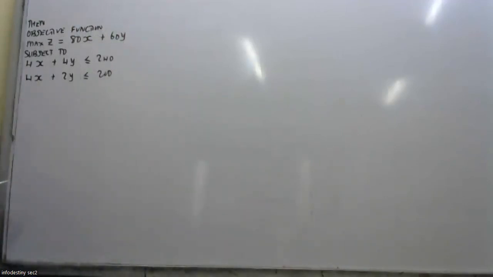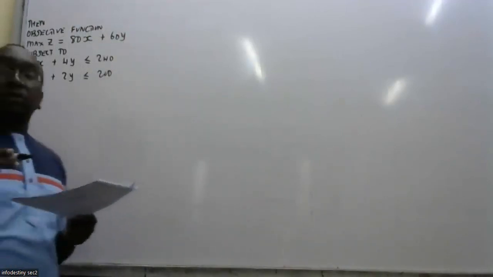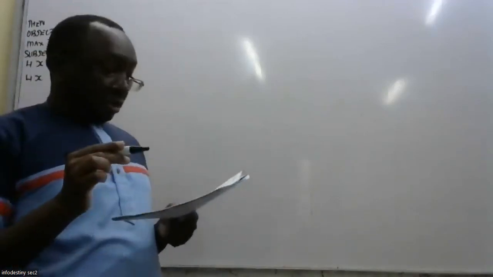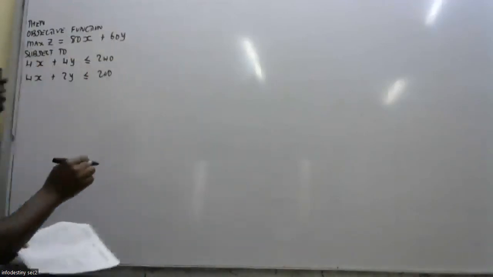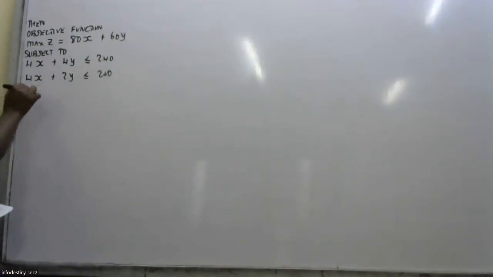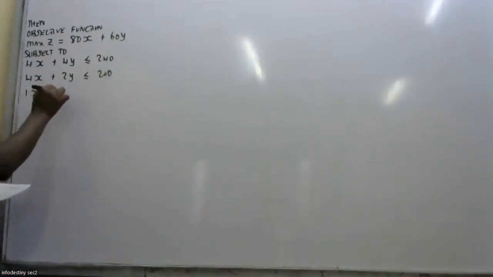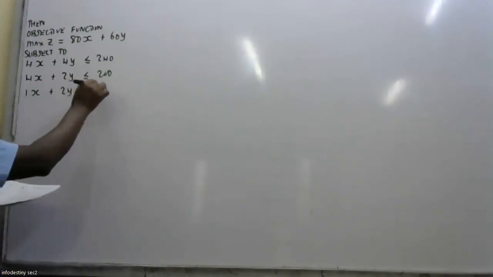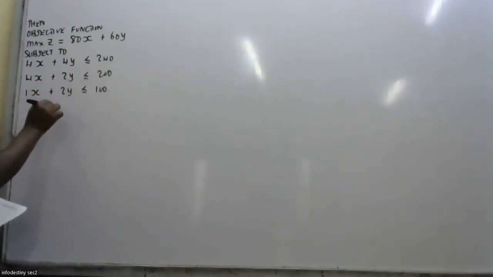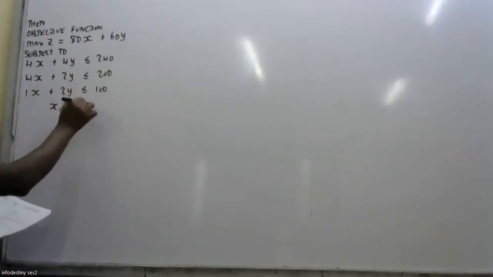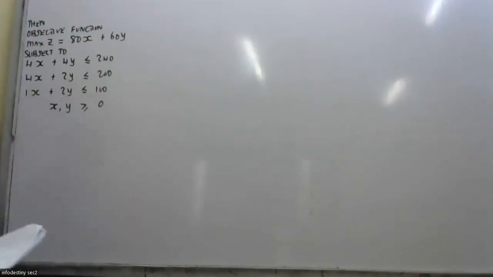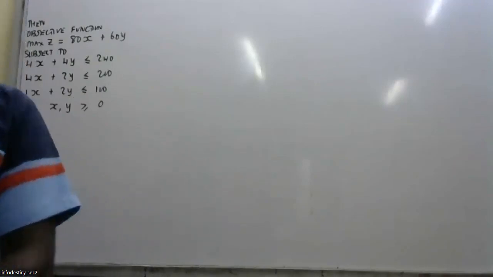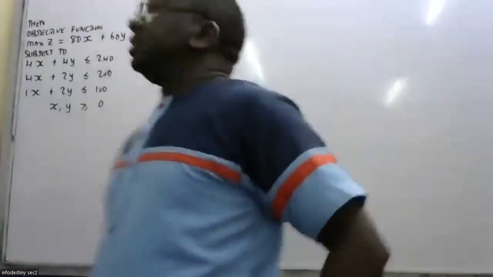Okay, when we come to packaging, you can see 1 hour is paid 24. So 24 divided by 24, that is 1, eh? So 1x plus 2y is less than or equal to 100. And I've told you, we should always put x, y greater than or equal to 0. That is the step of formulation.